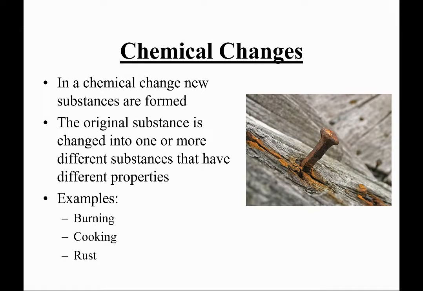Now on to chemical changes. In chemical changes, you get new substances. It's not water anymore. It's not H2O. The original substances changed into one or more different substances that have different properties. Examples are burning, cooking, rusting. Just some examples.